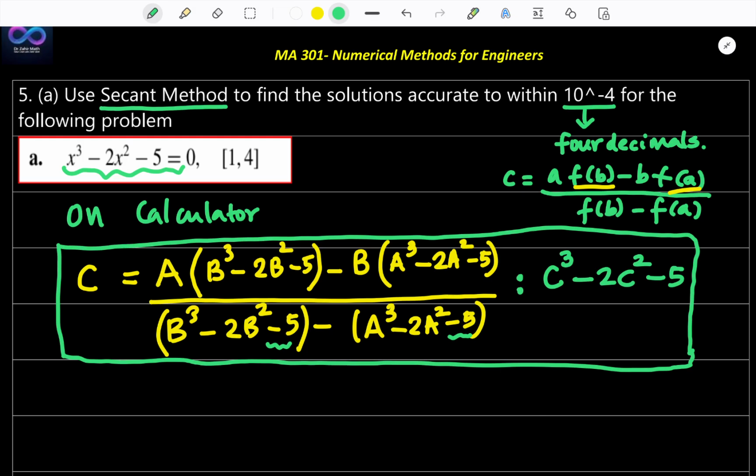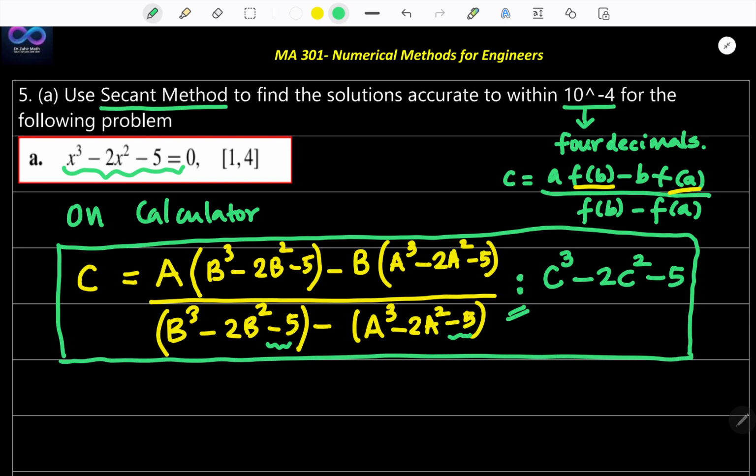I told you where this colon is. Colon is on the top row. You can see it near the integral symbol, there is a colon here in the pink color. So colon, alpha C cube minus 2 alpha C square minus 5, and then press calc. After you enter the formula, you have to press calc.